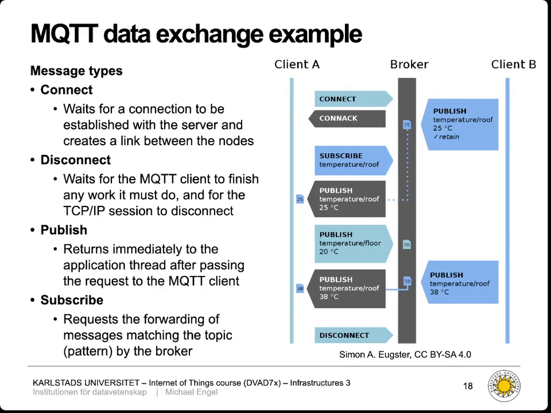And then we have another publish message from client B, which has another roof temperature. This is again received by client A, which subscribed to this type of message. Client A can then disconnect if it has received all the messages it wants. So this is a very basic communication. There are additional ones which I would ask you to look up in the standard if you're interested.